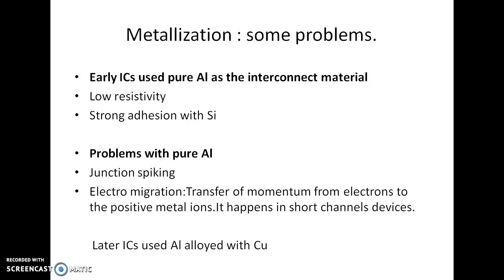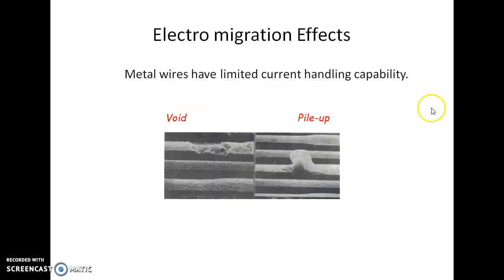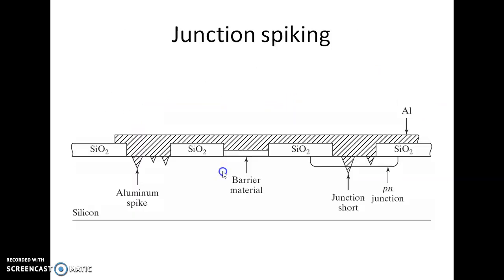In short channel devices, the corresponding current density becomes larger. High current densities can cause device failure as the transport of mass under the influence of current takes place. It occurs by the transfer of momentum from the electrons to the positive metal ions. When high current passes through the metal wires on the IC, metal ions in some regions will pile up and voids will form in other regions. I'll show you the void and pile up. So what is a void?